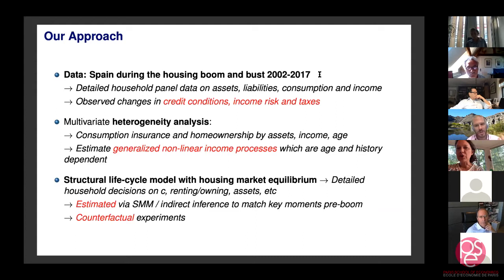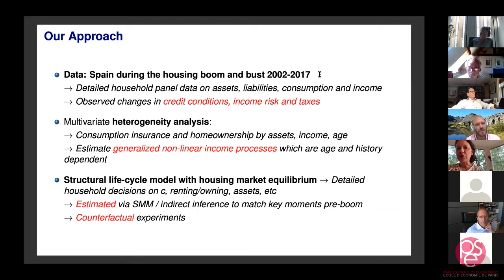And I think this is important, we're also going to try to estimate a generalized nonlinear income process, which is age and history dependent, which we're going to feed into the structural model. This is important because, in particular in Spain but more generally, it's going to be a very non-parametric way to capture the skewness and the non-normalities of income that we've seen in the US, but also in some other countries, and in particular here in Spain, in terms of the incomes for different households.